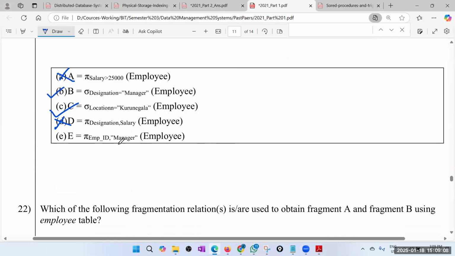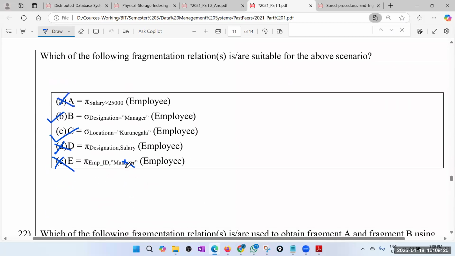Employee ID and manager. There is no field called manager, right? So manager is a value. So that is not it. So then the answer should be B and C, because this is crazy. Right? The field and then it should be a sigma part. So then it should obviously be B and C, right?